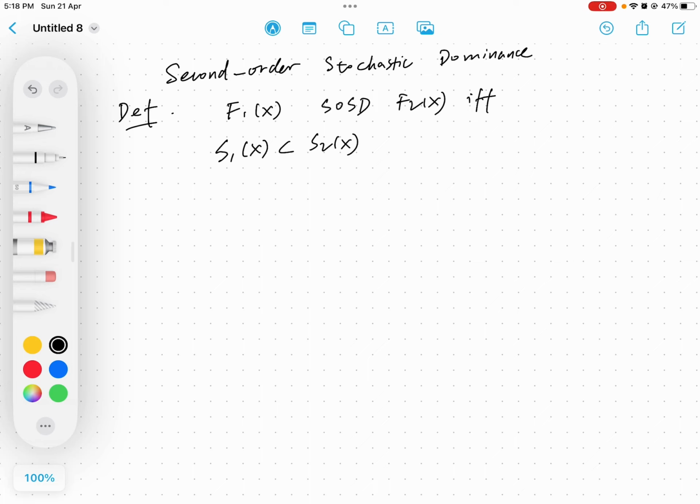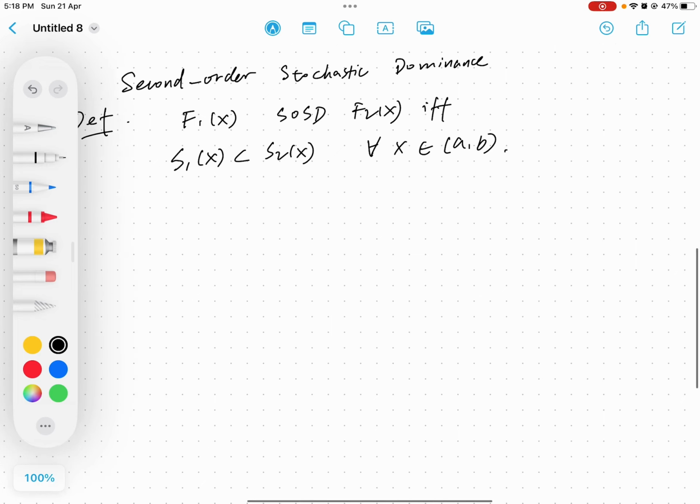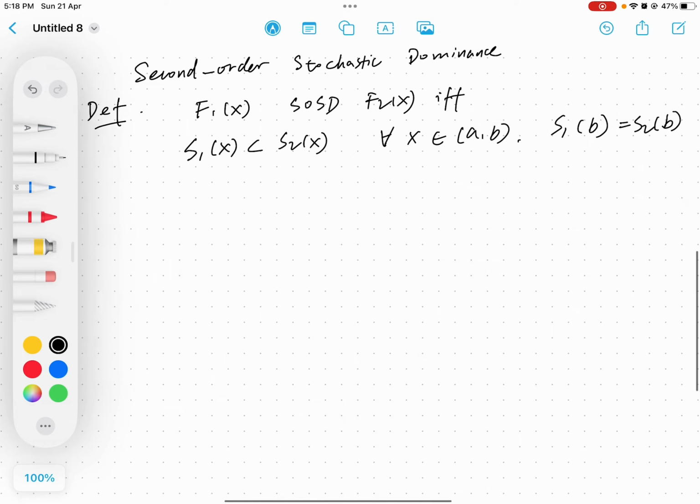And this s function is simply the integral of the CDF of those two distributions. Okay, we'll shortly define that. So this holds for all the x in the support. Also, we have the same level of those s functions if x equals b.